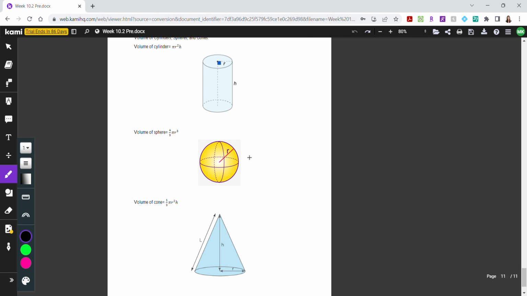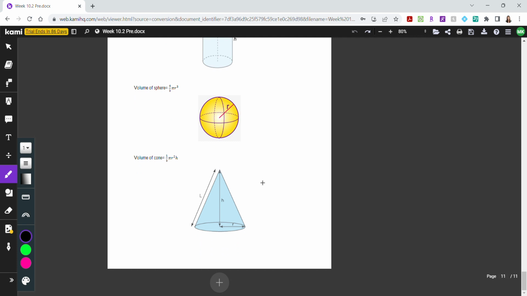All right? Now, for volume of sphere, it's a little bit different. For sphere, we would need to do 4/3 pi r cubed. All right, so this one for sphere, it's a no-brainer. You just have to memorize this formula. 4/3 pi r cubed to find the volume of sphere. All right? And that will be it.